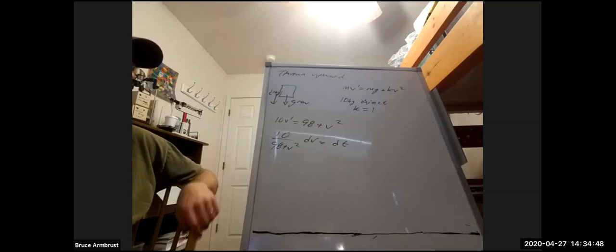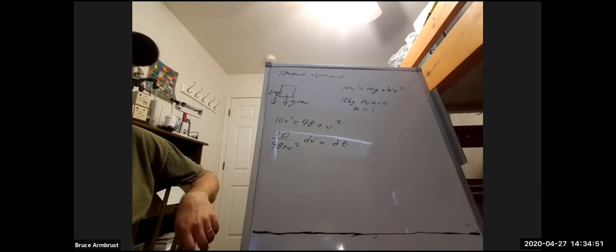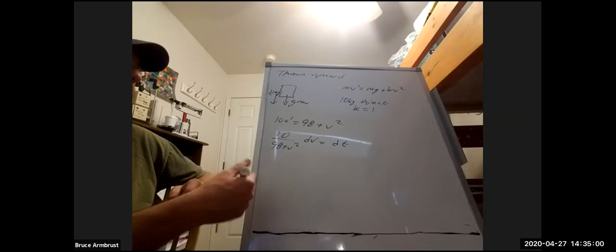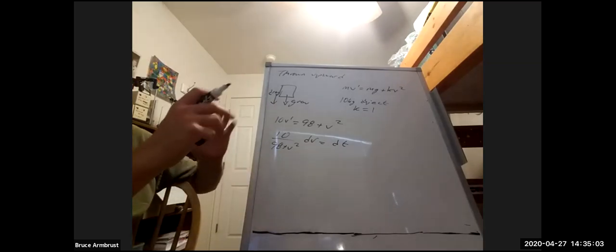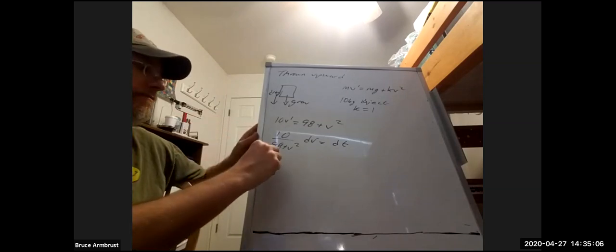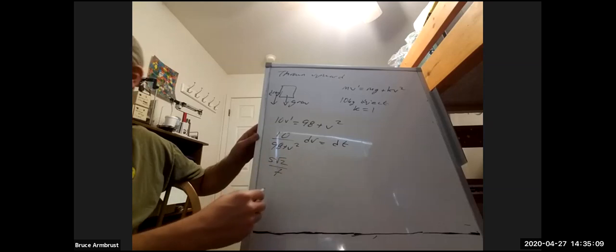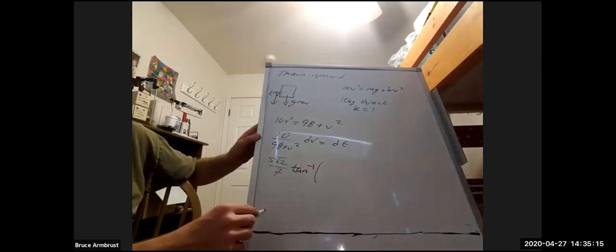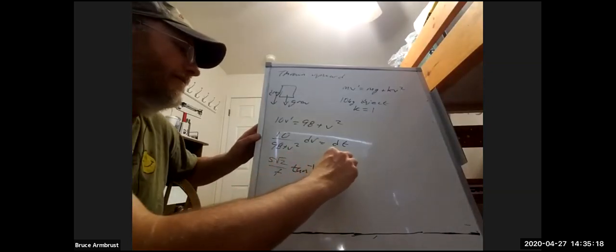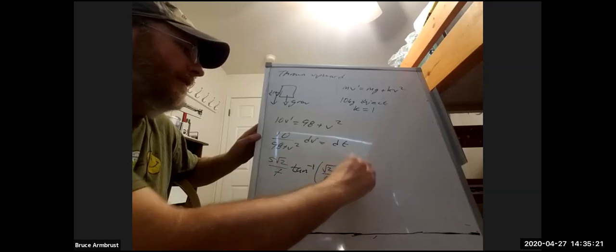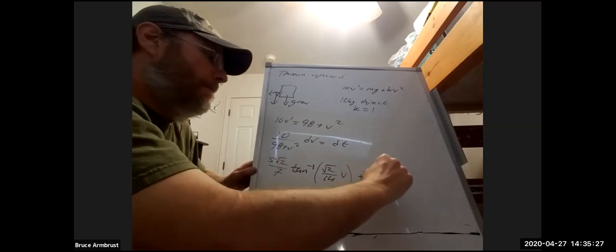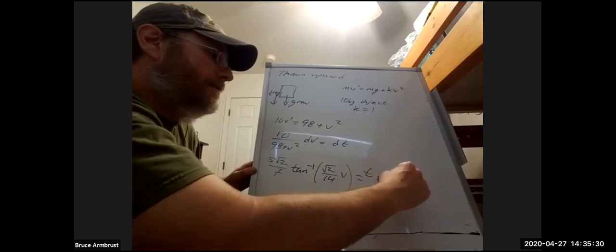So this is going to give me an inverse tangent. I have to do a little bit of algebra to it. I have to divide by 98 to get 1 plus. Then I have to do the u sub where u is equal to v over the square root of 98, and so on. But what we end up getting is 5 root 2 over 7 times the inverse tangent of root 2 over 14 times v. So that's going to be this, and then that's going to equal t plus c.